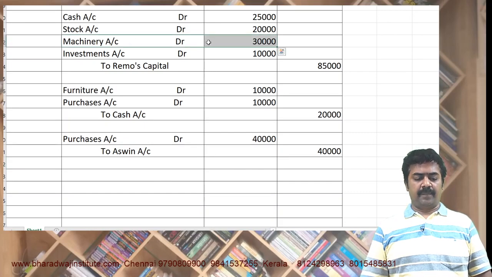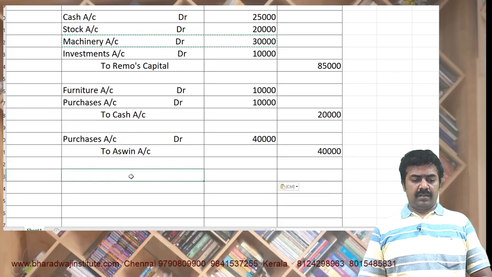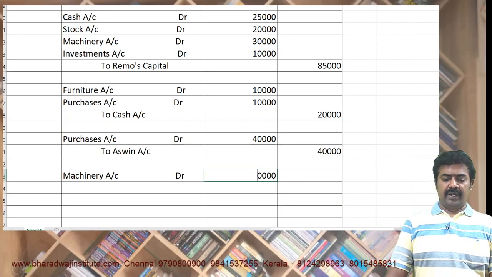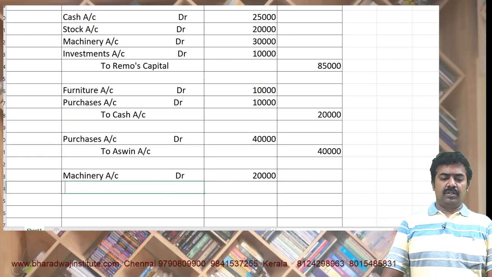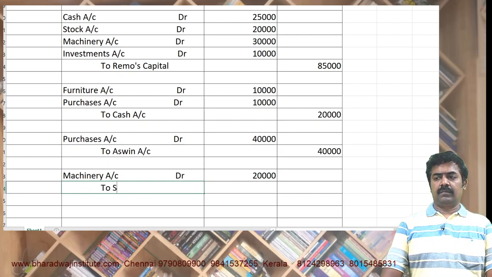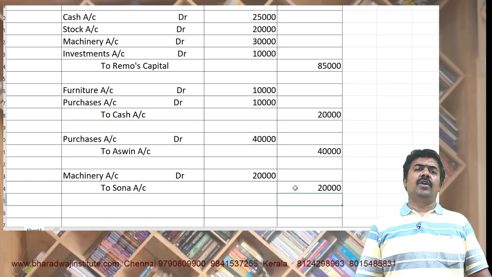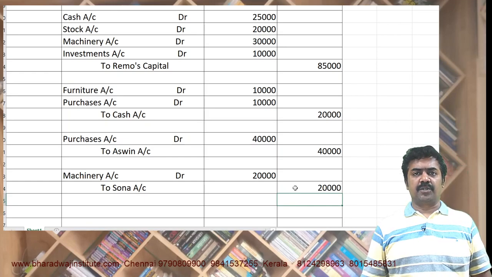Purchased one welding machine from Sona. So that will be machinery account debit 20,000 to Sona account. Again, we assume that it is a credit purchase. You can assume this as a cash purchase also, nothing wrong in it.